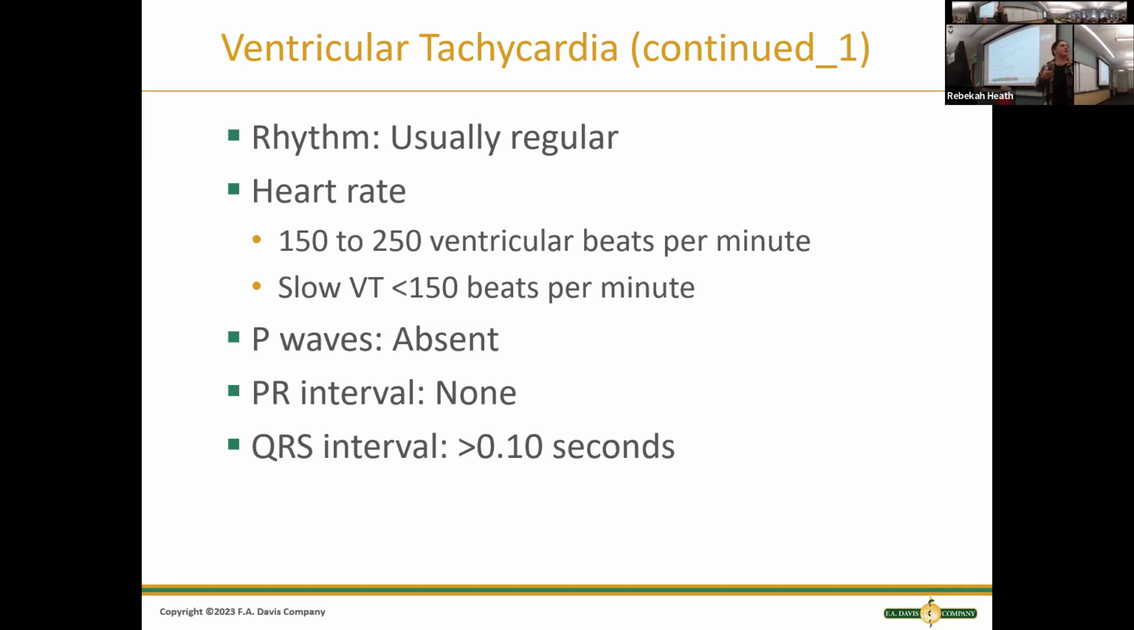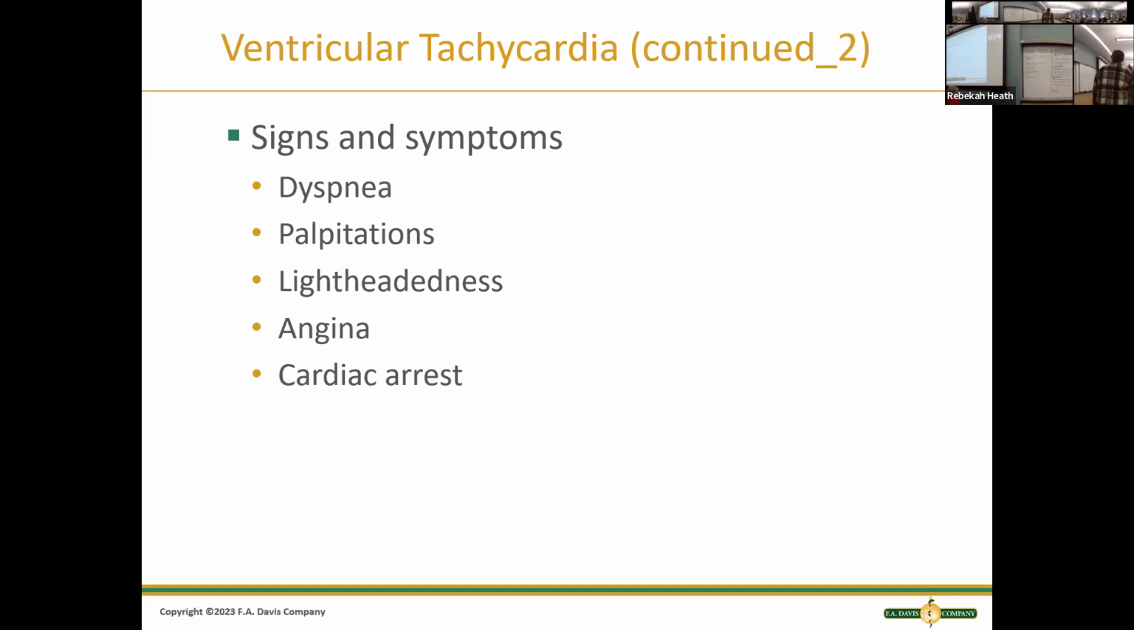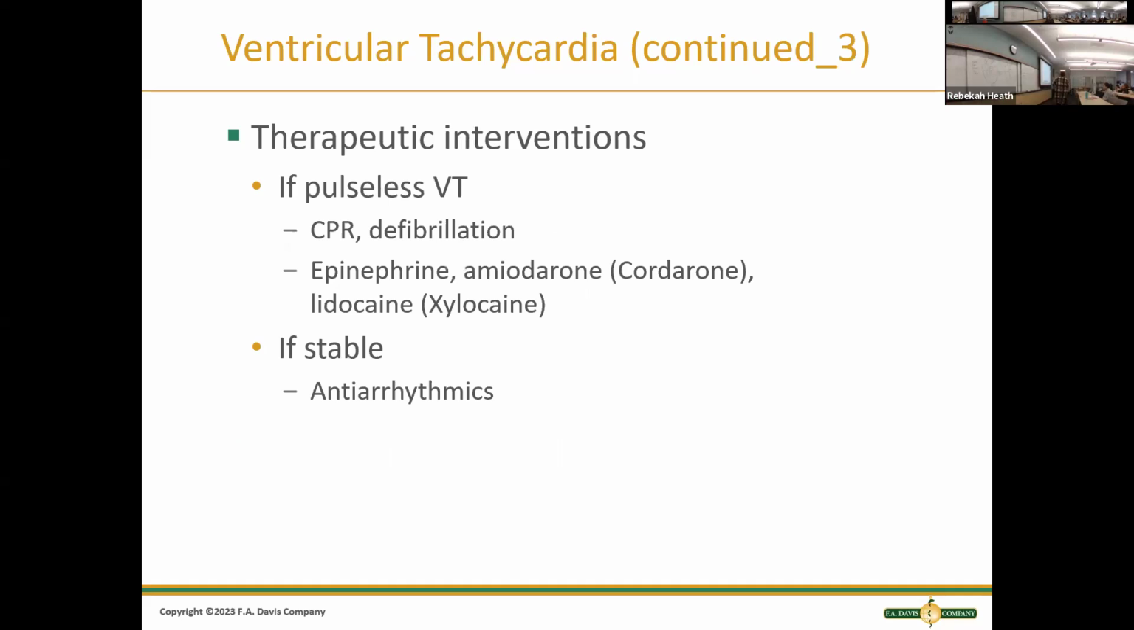If it's slow VTach, it's less than 150. Typically, you guys are going to have fast VTach, which is 150 to 250 beats per minute. They are dizzy, their heart's fluttering, they don't feel good. Most of the time, it's right before they enter cardiac arrest, where their whole heart stops.